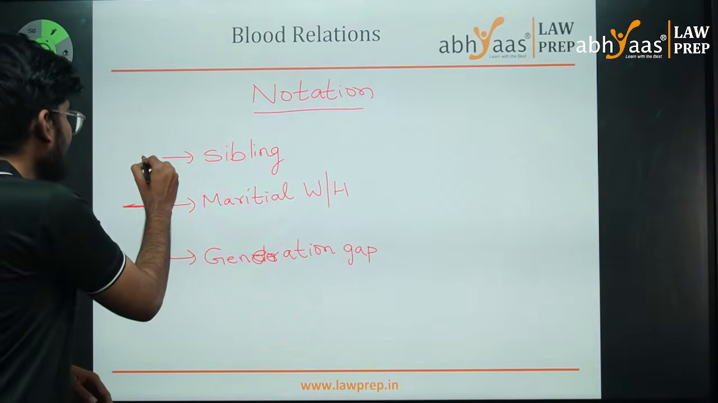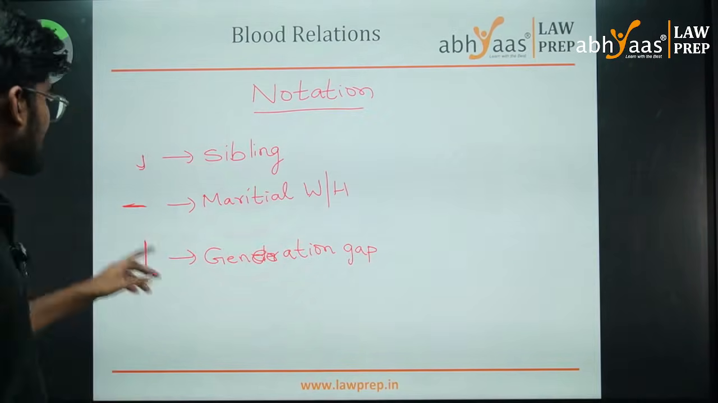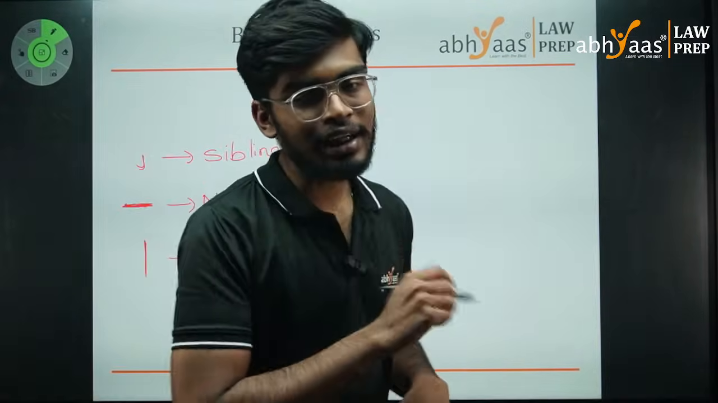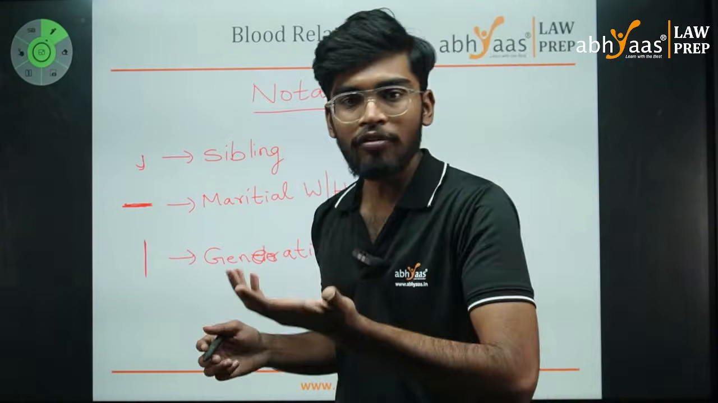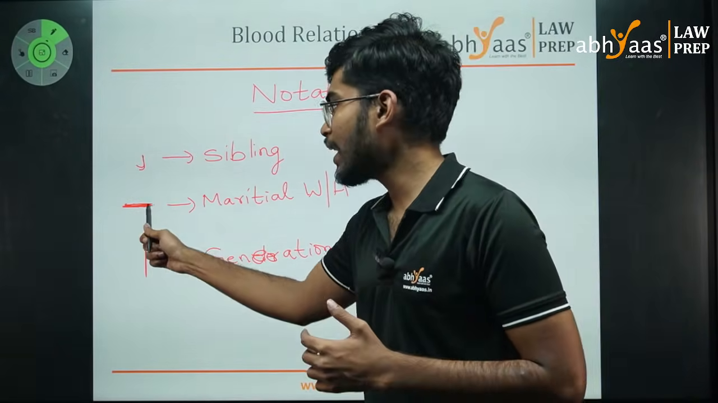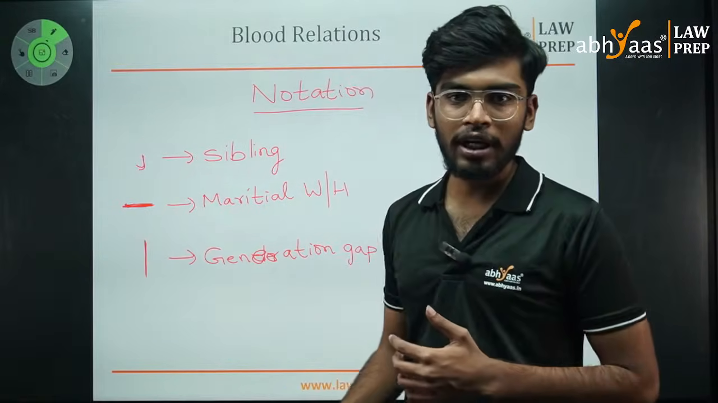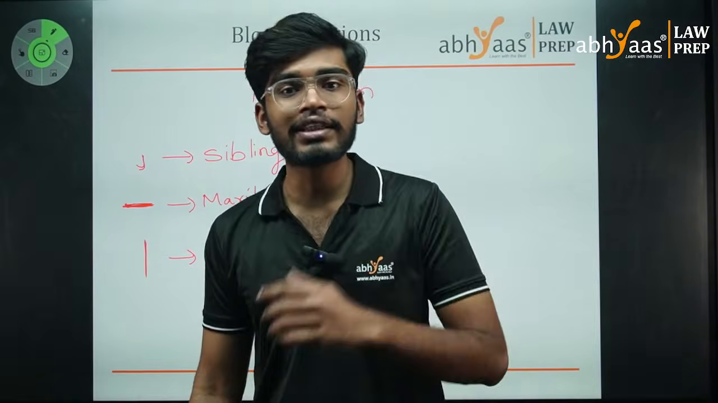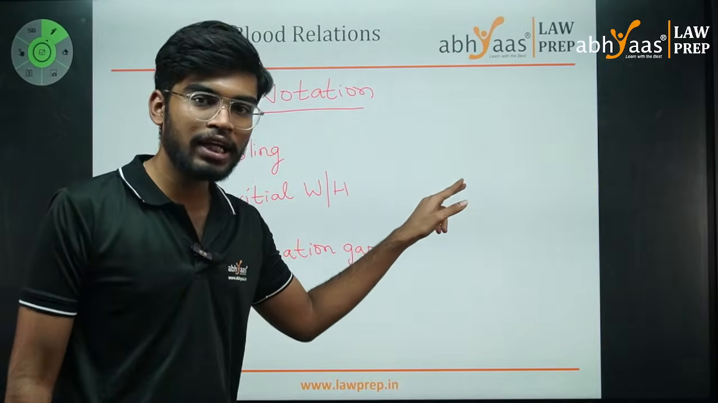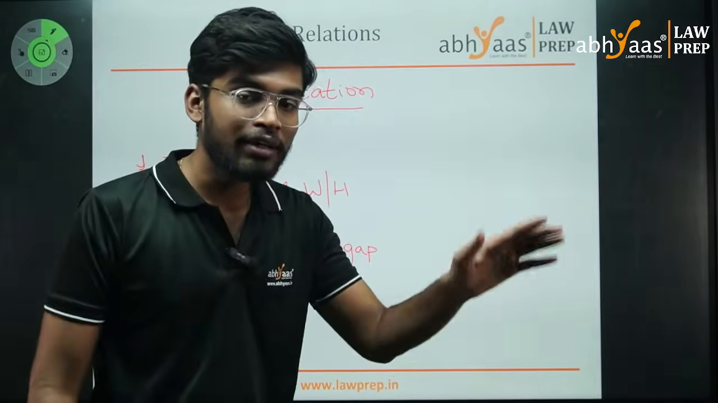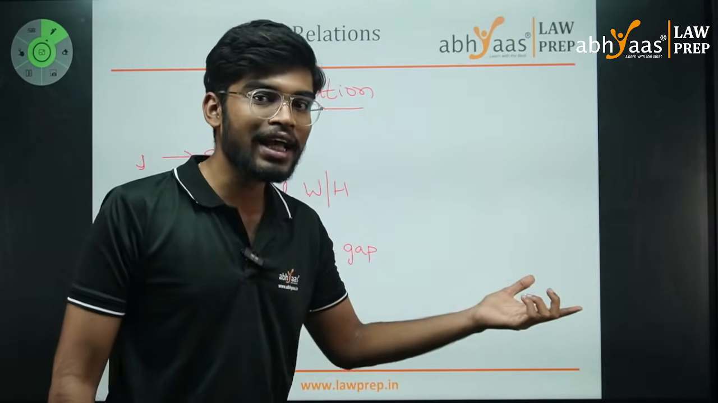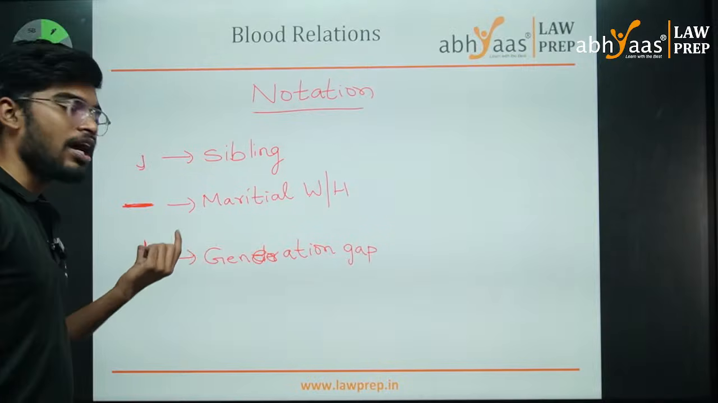Comma means it is a sibling relation. Next, see, this horizontal line indicates that it is a marital relation. That might be a husband or wife. So, in between a husband and wife, you are supposed to indicate it with a horizontal line. If it is a vertical line, it indicates a generation gap. So, in between your grandfather and father, there must be a vertical line, and in between you and your son, or you and your father, there is a generation gap which you are supposed to indicate with the vertical line.